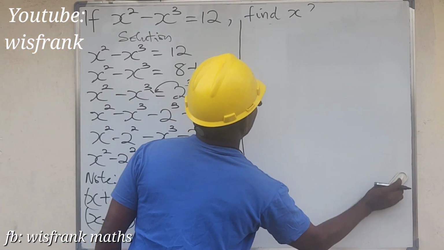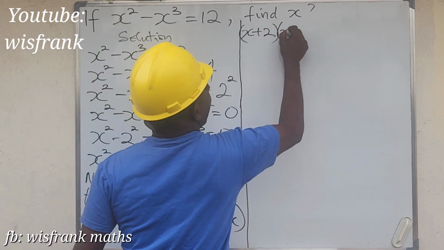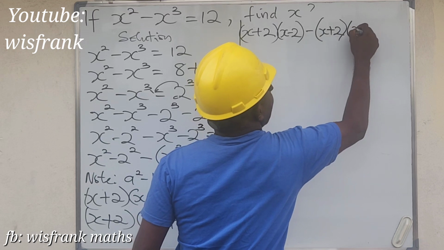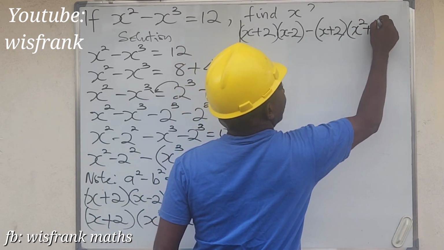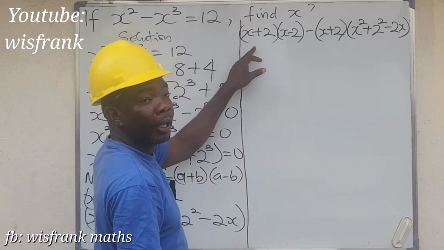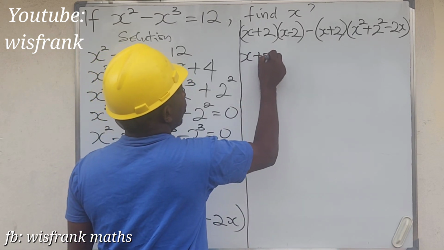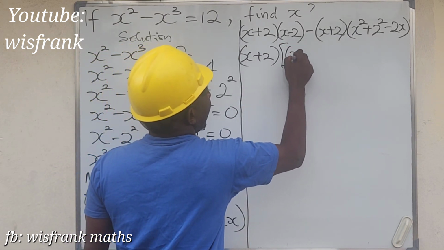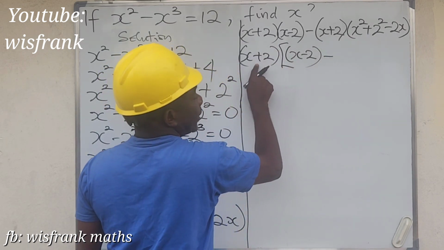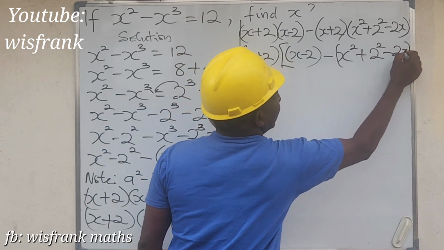So we need to clean this. So here we can write this out. We have x plus 2 into x minus 2 minus, then we have x plus 2 into x to the power of 2 plus 2 to the power of 2 minus 2x. So this is what we have. So here we have x plus 2 here, and we have x plus 2 here. We will factorize. So here will become x plus 2 into x minus 2 here, minus this divided by x plus 2, which will become x to the power of 2 plus 2 to the power of 2 minus 2x. So this is what we have.